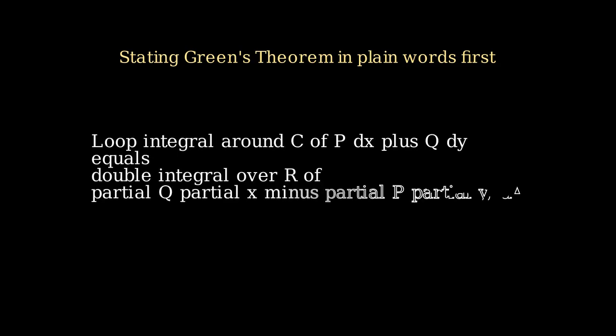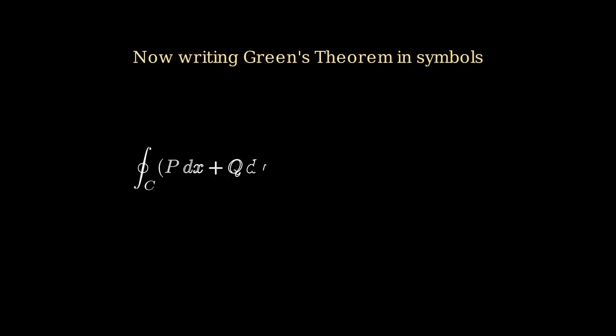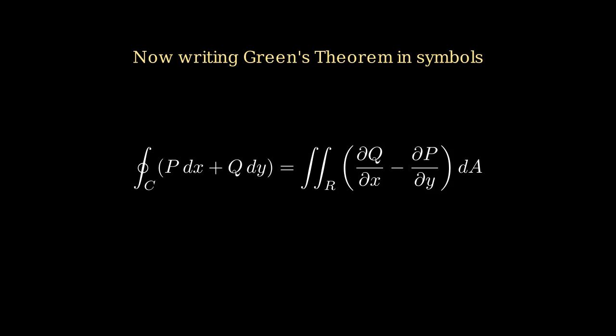The closed loop integral around the curve C of the quantity P dx plus Q dy is equal to the double integral over the region R of the quantity ∂Q/∂x minus ∂P/∂y dA. Now let's write that same idea in symbols. Closed loop integral over C of P dx plus Q dy equals double integral over R of open bracket ∂Q/∂x minus ∂P/∂y close bracket dA.